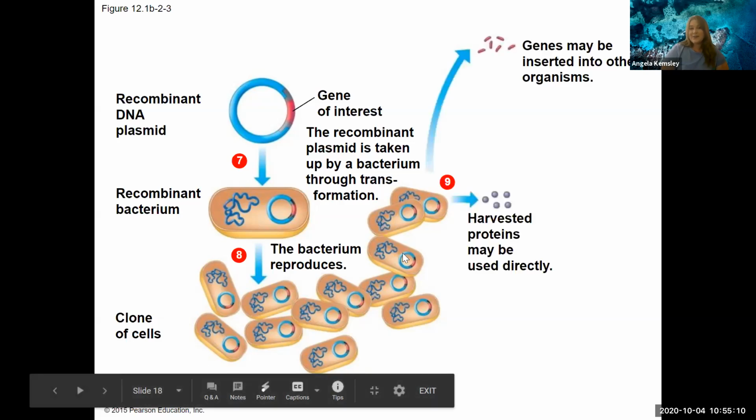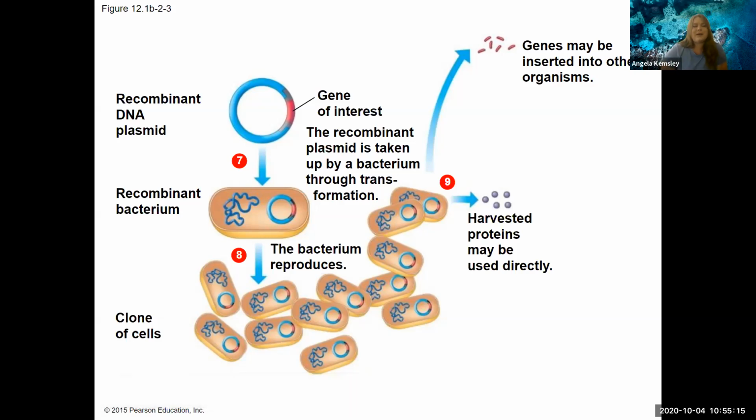We're able to harvest those. So once the E. coli bacterium, or whichever bacterium it is that we are using, reproduces, we're able to harvest the proteins that are made out of this. And we can also then insert genes into other organisms, but we are able to harvest it and use those proteins the way that we want.